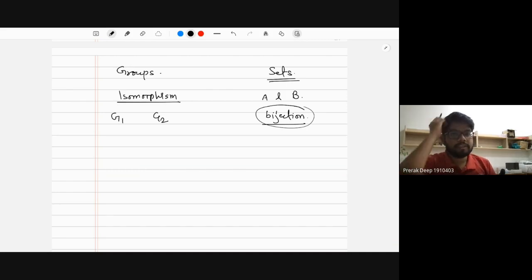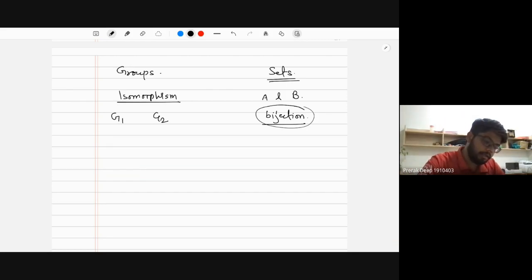In set theory, we are only interested in studying sets which are not bijective to each other, which are different sets. We want to study different objects. So bijection is one way to eliminate things which are the same.